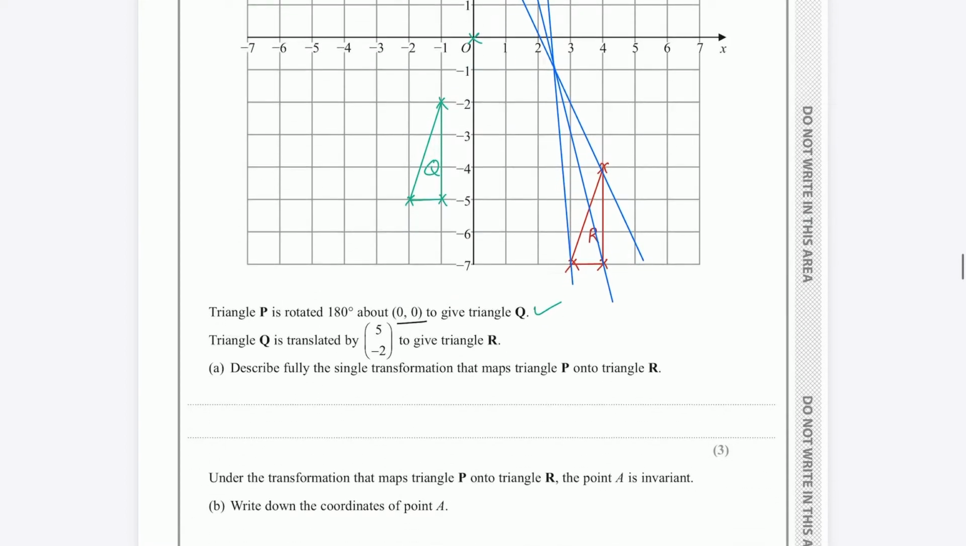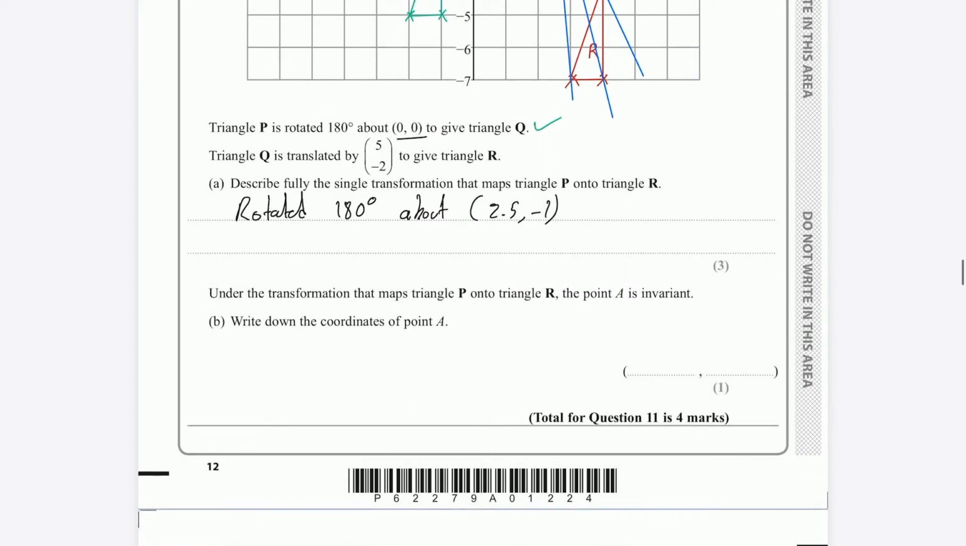So we're going to say it's rotated 180 degrees about 2.5, -1. The next question, under this transformation that maps P to R, the point A is invariant. Write down the coordinates of point A, so that's the point that we found just then.